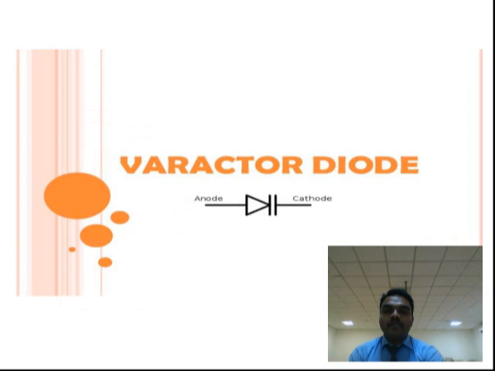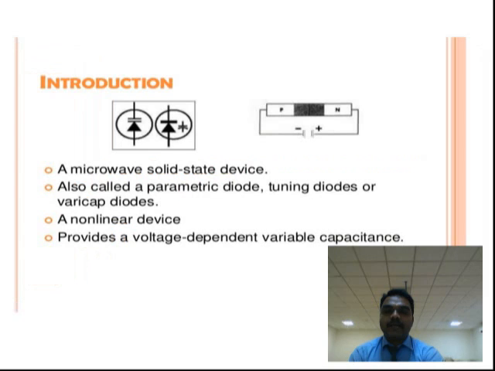Now let's look at the varactor diode. The varactor diode is nothing but a diode with a variable capacitance. It is also known as a varicap. It is a microwave solid state device. It is also called a parametric diode, tuning diode, or varicap diode. It is a non-linear device and it is also a voltage control device. It provides a voltage dependent variable capacitance. As the biasing voltage of the diode is varied, the junction capacitance value changes.